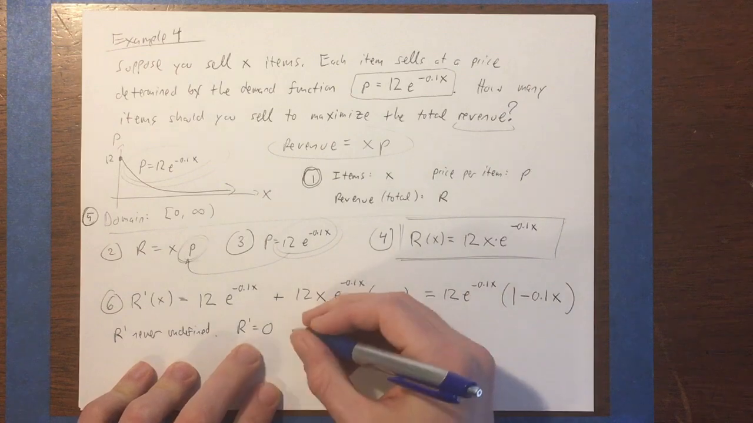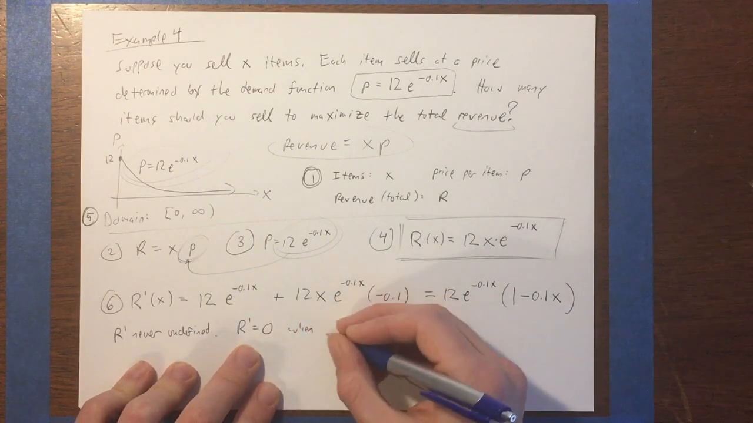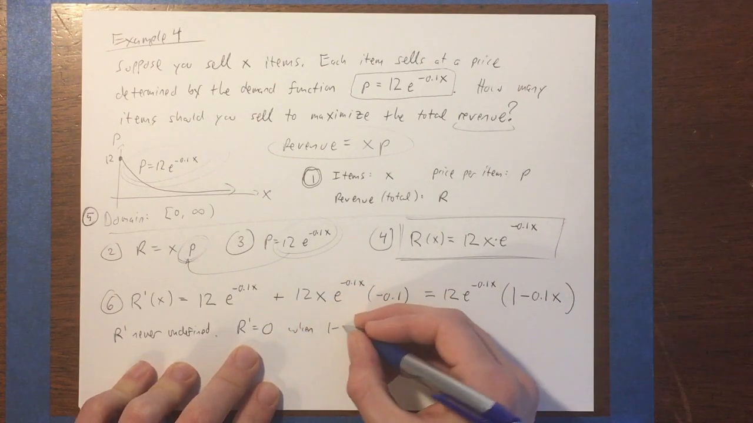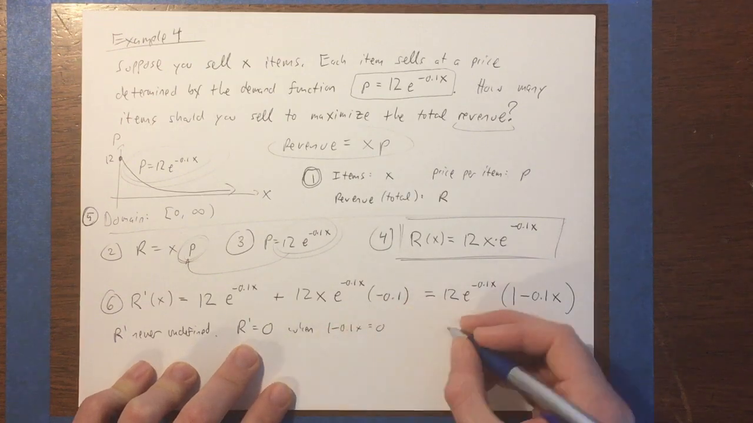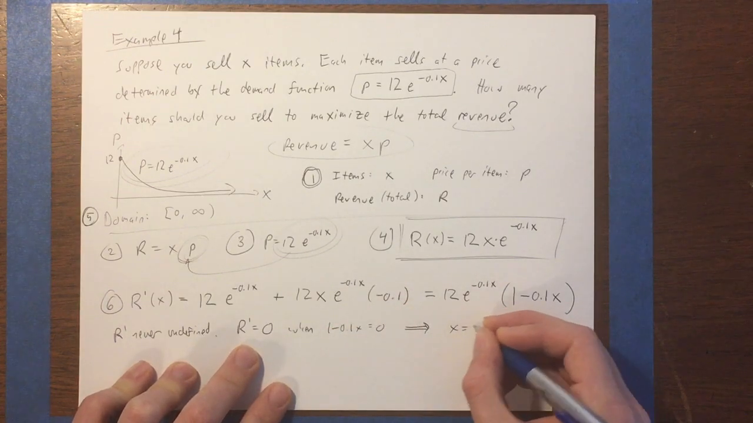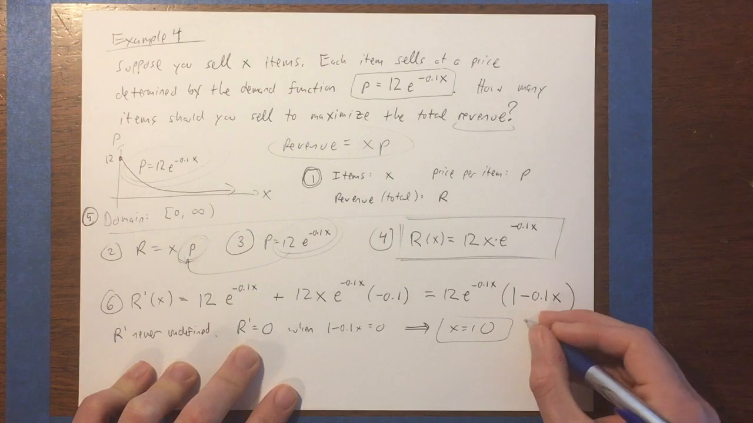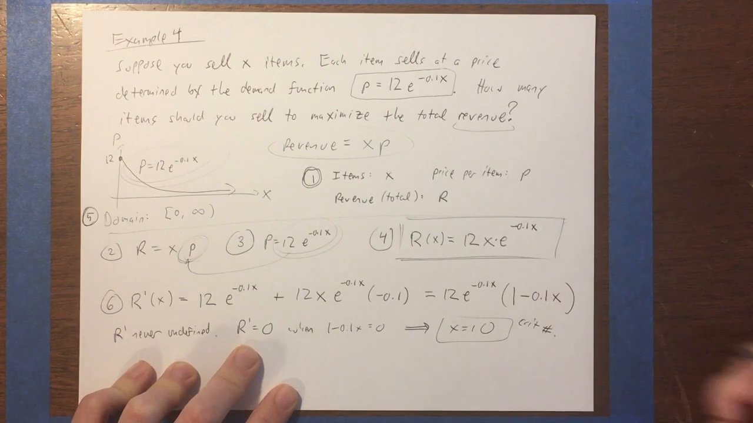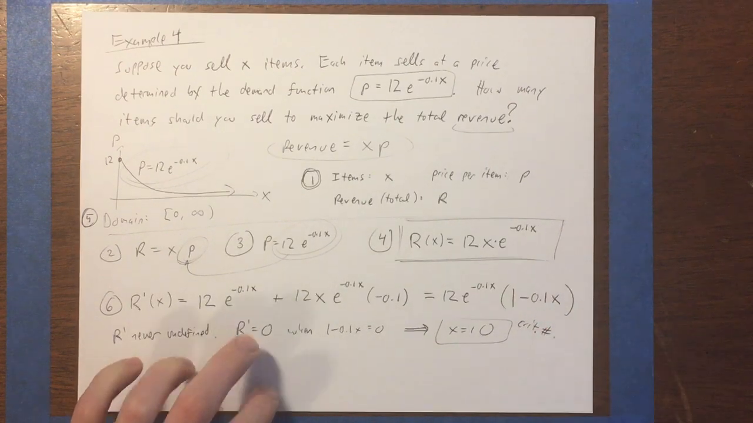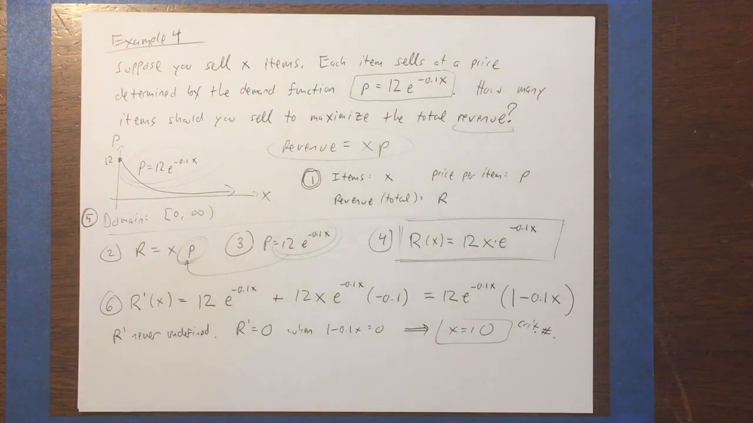The only thing that can happen is that this equals 0. So 1 minus 0.1x equals 0. Solve that for x, and you get x equals 10. Okay, so that's our critical number. We only have 1 again in this problem. Similar to a previous problem, we only had 1.